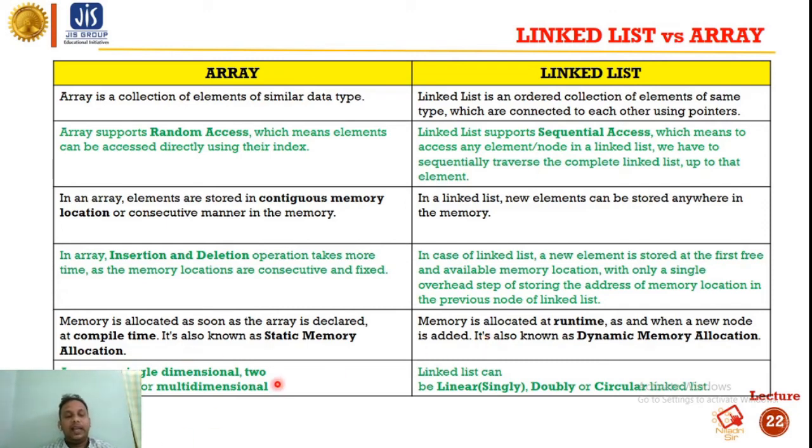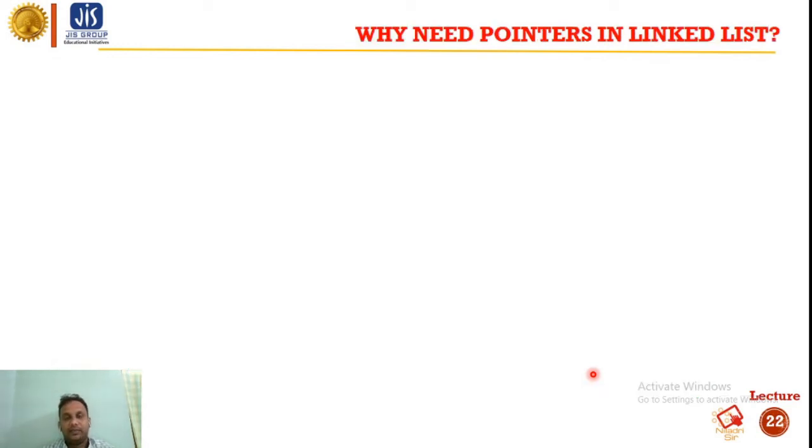An array can be single dimensional, two dimensional, or multi-dimensional, but a linked list can be single, double, or circular. So this is the difference between linked list and array. So why do we need pointers in a linked list?